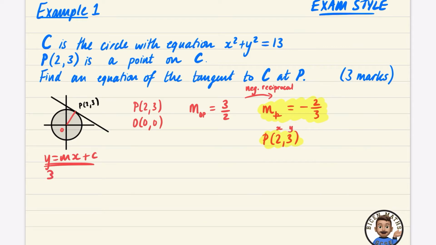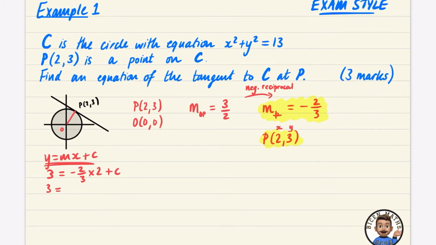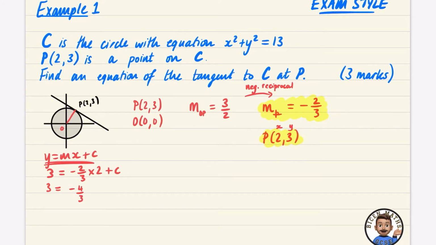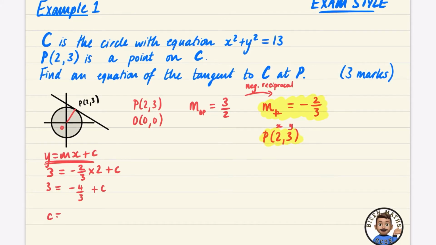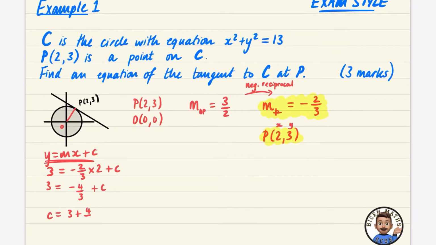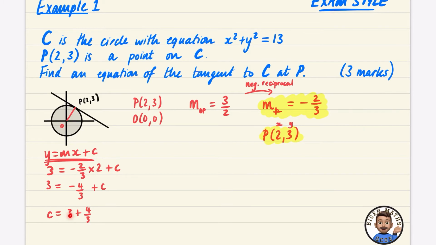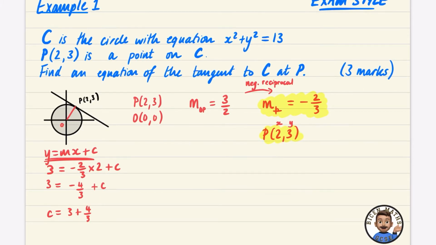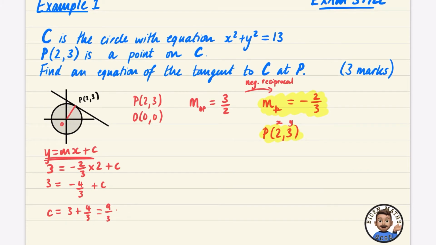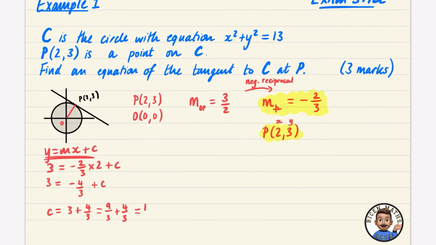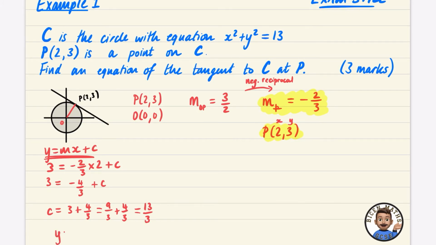So I can put y is 3, m is minus 2 over 3, and x is 2. And I'm going to use that to find out what c is. So that's 3 equals minus 4 over 3 plus c. So that means that c is 3 plus 4 over 3. Well, 3 is 9 over 3. So 9 over 3 plus 4 over 3. That is 13 over 3. Meaning the equation of the line is y equals minus 2/3 x, that's y equals mx, plus c, which we've just worked out as 13 over 3.